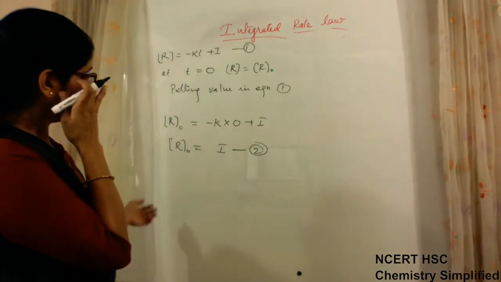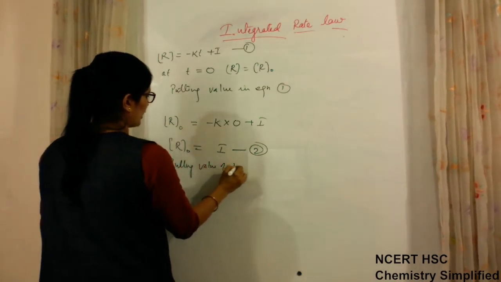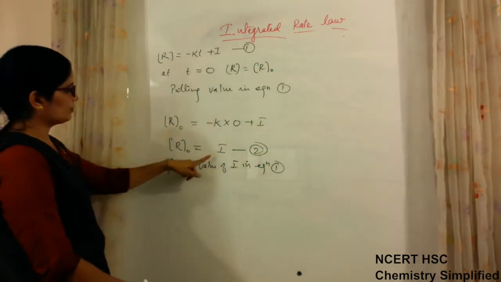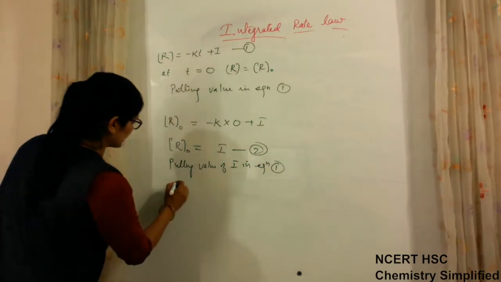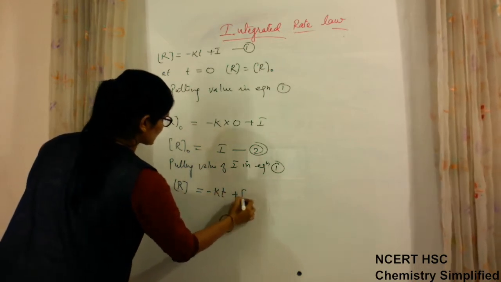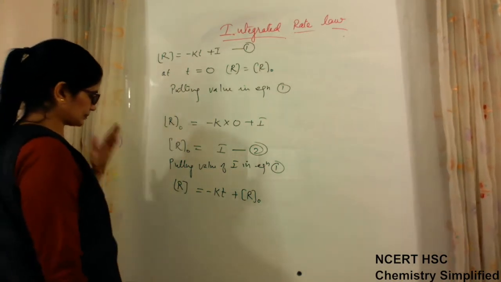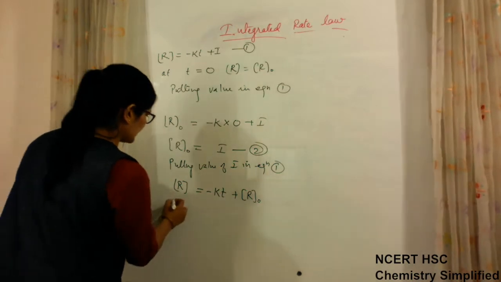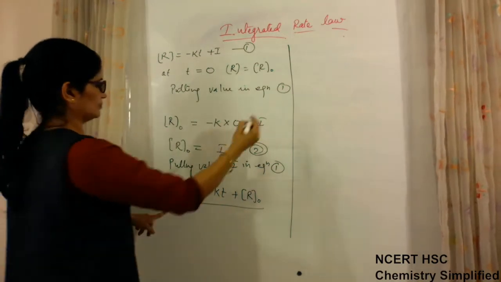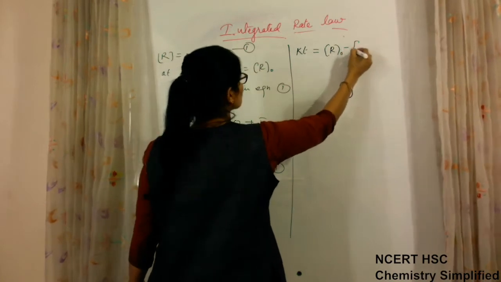So putting the value of I in equation 1 again. Again we are putting the value of I in equation number 1. We will get R is equal to minus kt plus R0. Or we can rearrange it to write kt is equal to R0 minus R.